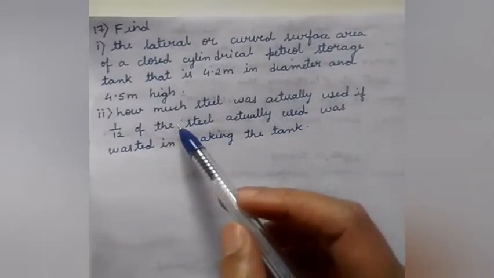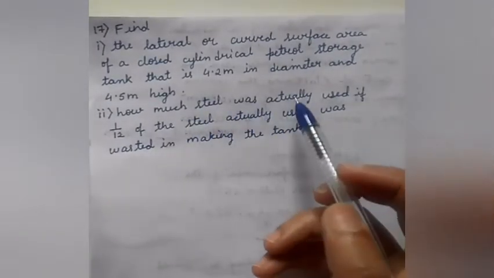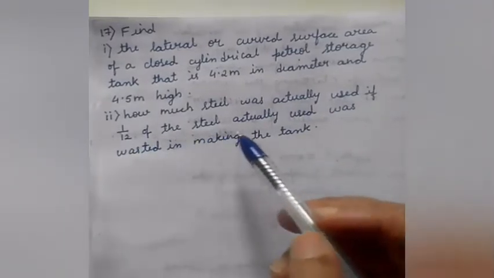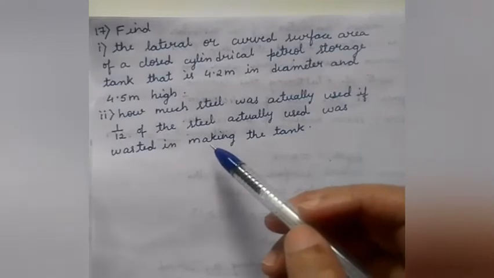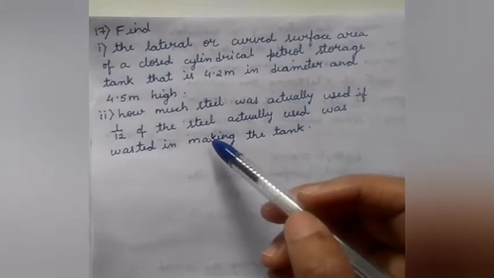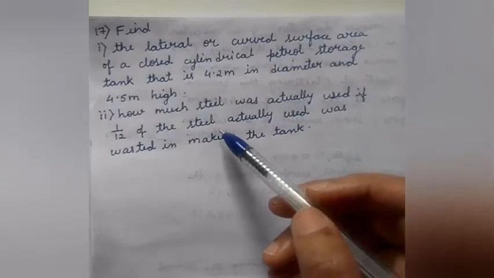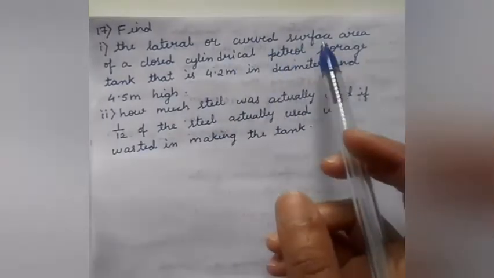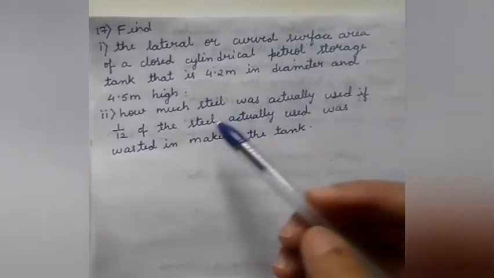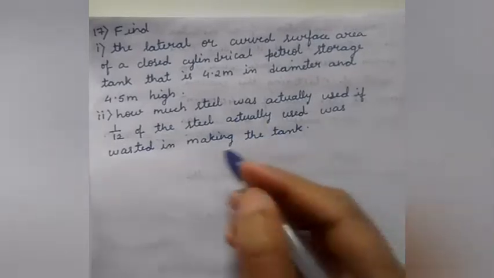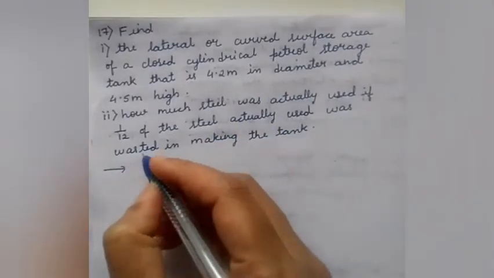Now next thing they have told us how much of steel was actually used if 1 divided by 12 of the steel actually used was wasted in making the tank. So here we have to find out the total surface area of the closed tank. We have to first find the curved surface area or the lateral surface area. Next we have to find the total surface area of the closed tank. Let us first find the curved surface area.